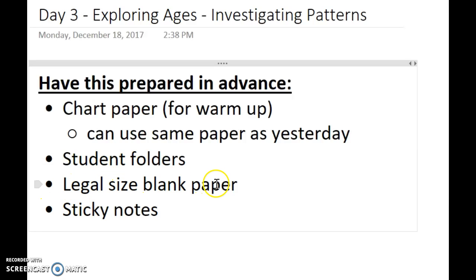Get some legal-sized blank paper. Just grab that from the copy room. You can use just blank printer paper, but having it be a little bit bigger than that makes it seem a little bit more official when they start making their posters. You don't need anything much bigger than that. Don't worry about getting giant construction paper. It's not that kind of poster. And then you're going to need some sticky notes for kids to leave notes on each other's work.